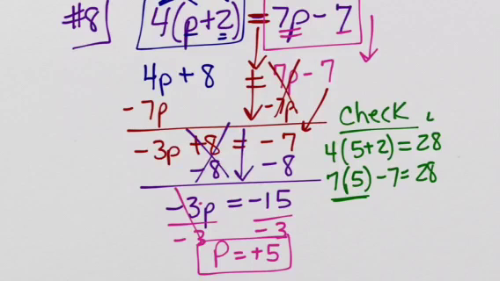So the left-hand side equals 28, the right-hand side equals 28 when I plug in a 5. So this is the answer, it works.